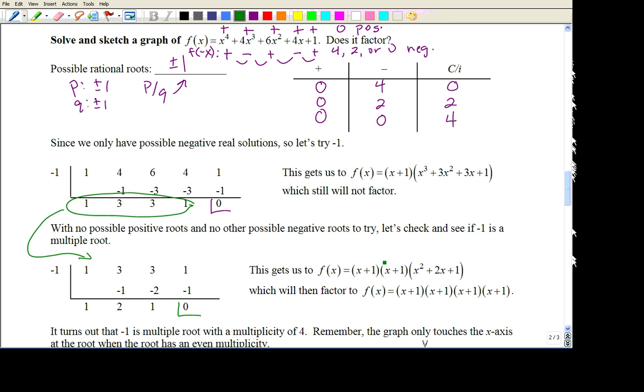That means x plus 1 is now a factor twice, and we're left with 1x squared plus 2x plus 1. The x squared plus 2x plus 1 factors into x plus 1 and x plus 1. So as it turns out, the -1 is a multiple root with a multiplicity of 4. That is an even multiplicity, so the graph will only touch that solution, but it will bounce back off of it since the multiplicity is even.